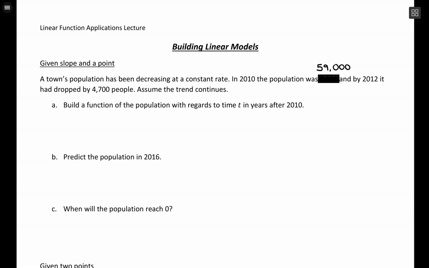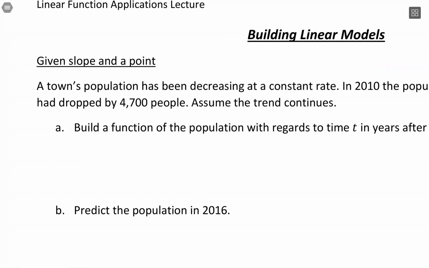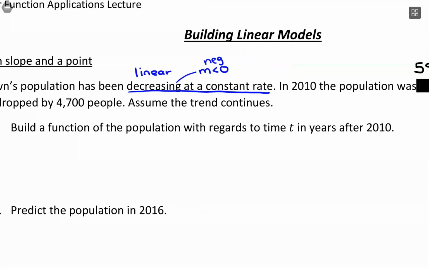I changed this a little bit. I changed this value to 59,000 right here instead of 5,900 to make the numbers work a little bit better. Alright, so a town's population has been decreasing at a constant rate. So what this tells me right here is that we have a linear function because it's a constant rate. And what I also know is that we have a decreasing function. So when I get my slope, we should have a negative slope coming through. So that's what I can get out of that first sentence there.